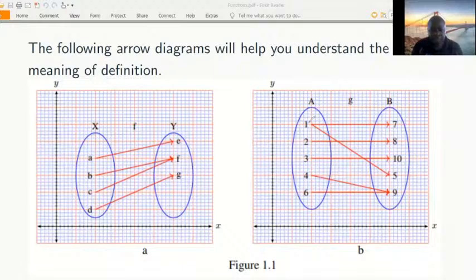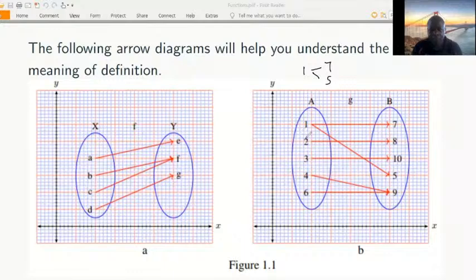The first element that I see in A is 1, and 1 has been assigned 2 images, 7 and 5. There's no need of looking at other elements. This one is enough to disqualify G from being a function. So G here is not a function because this object has 2 images. We say that for it to be a function, every object must have 1 image. But you notice that 1 has 2 images, 7 and 5.